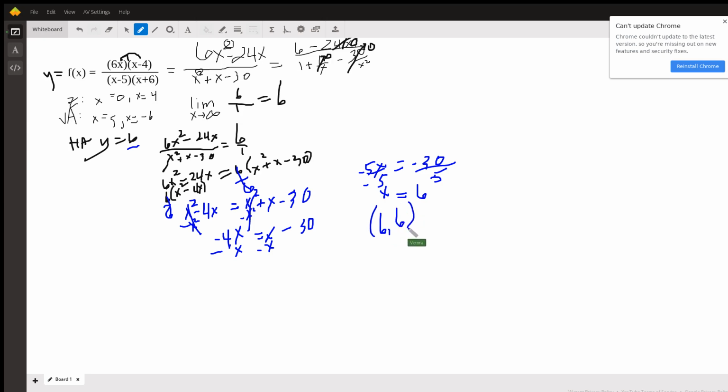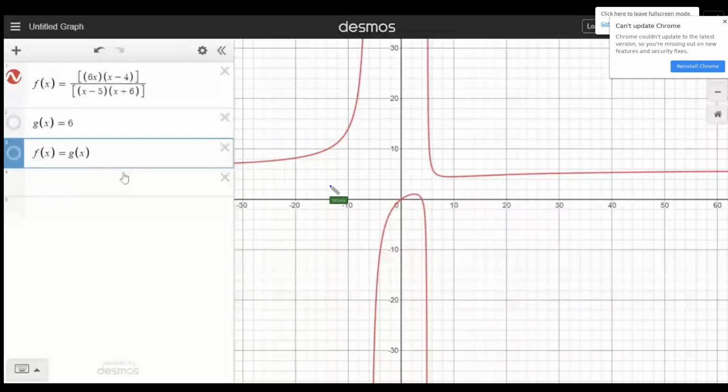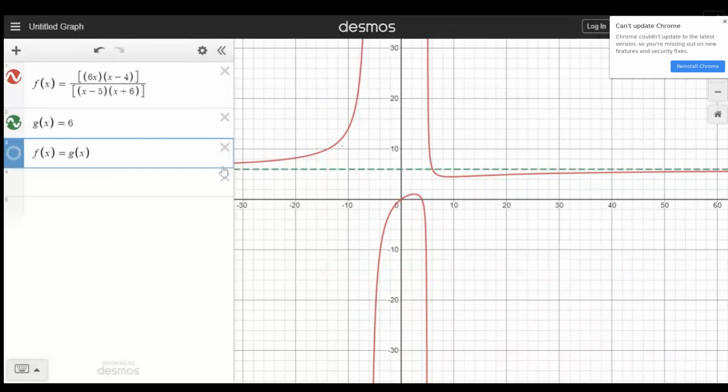Now, I took the liberty of graphing this, and I'll show you that this works. I want to go to a Chrome tab, which is this Desmos. And here's the function in red. It's the one you were given. And here's the asymptote at y equals 6. And if you look here, this point where they meet is at 6, 6. And that problem is solved.